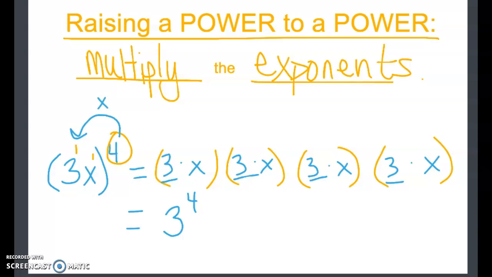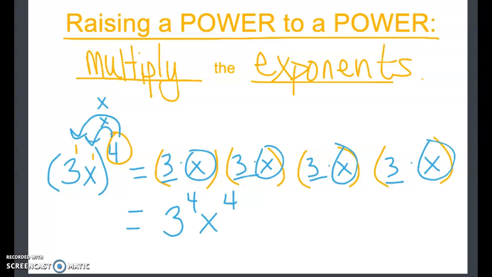And the same should work for the x. If you look at our next base of x, we have 1, 2, 3, 4 copies of x, so x to the 4th. And if you return to our original problem, you can see that we have 4 groups, each with 1 x in it. And if we multiply that, we get x to the 4th. Now, 3 to the 4th, x to the 4th is the answer, but we can simplify further.